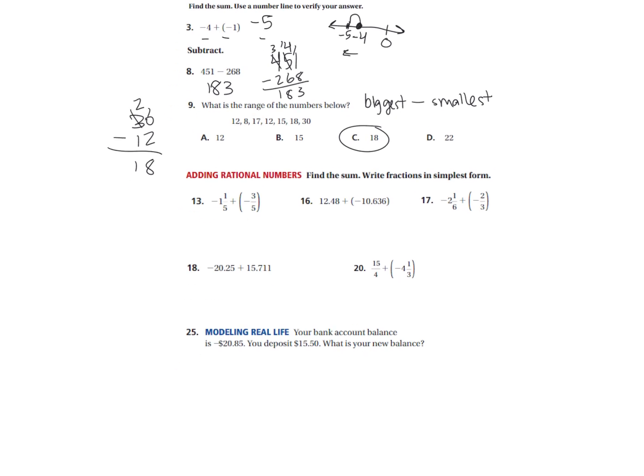All right, 13, 16, 17, 18, and 20 are all adding rational numbers. So again, make sure we're following our addition rules. If I have two negatives, right, I'm going left and then going left more, so I should be more negative.